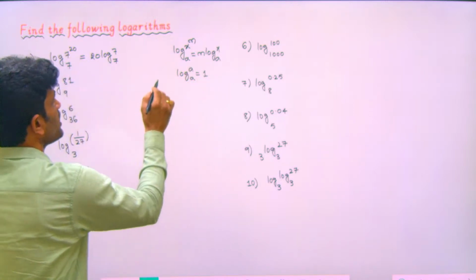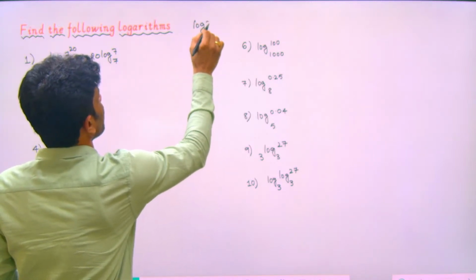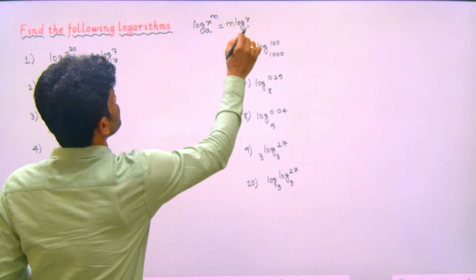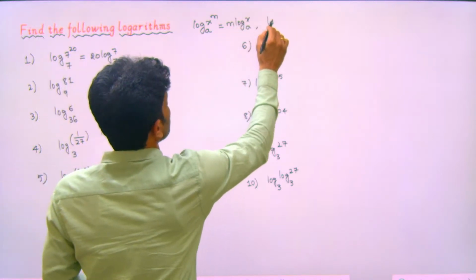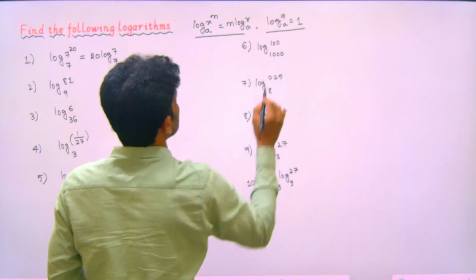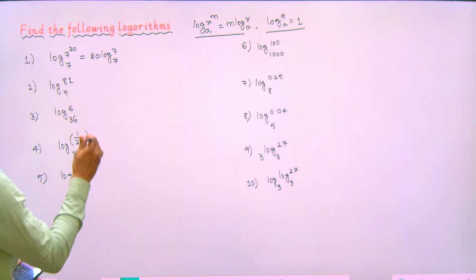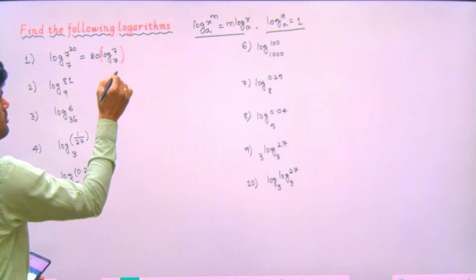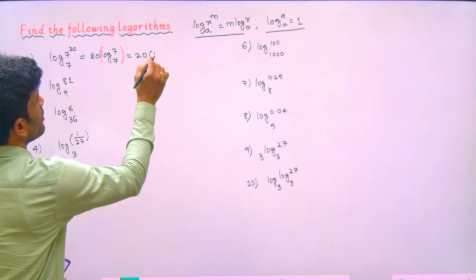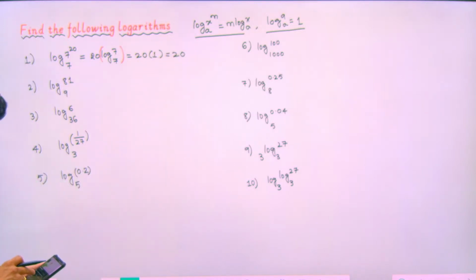In all these problems, which two laws do we use? First one, log x to the power of m to the base a is equal to m log x to the base a, and one more, log a to the base a is equal to 1. These two formulas we use here. According to the first formula, it is 20 log 7 to the base 7, and this is looking like log a to the base a. So that result is 1. So we can write it as 20 into 1, whose result is 20. Hope you understood this first one.